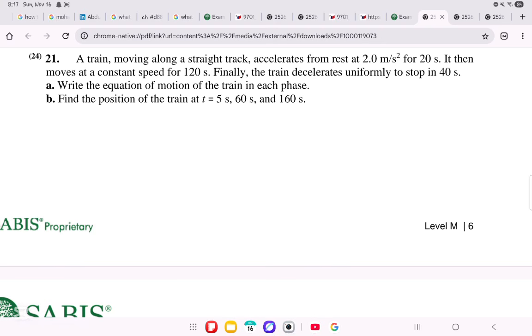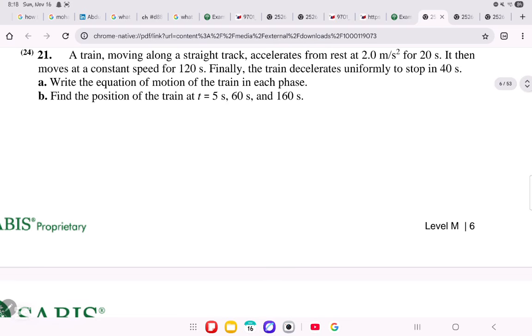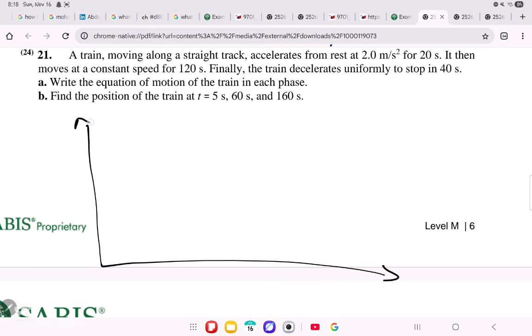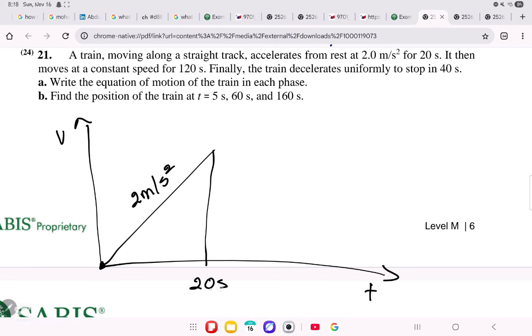Okay, so let us graph what they gave us, okay? They gave me a train moving along a straight track, accelerates from rest, so because we have acceleration, I will use the velocity-time graph. It accelerates from rest at 2 meters per second squared for how much? For 20 seconds. So how much would my velocity be? My velocity would be acceleration times time, which would be 2 times 20, which is 40 meters per second, okay?